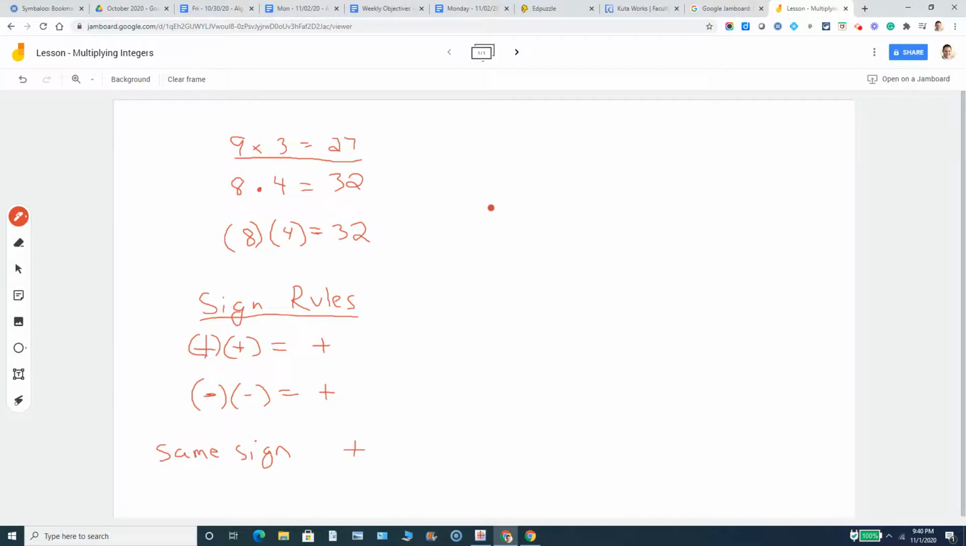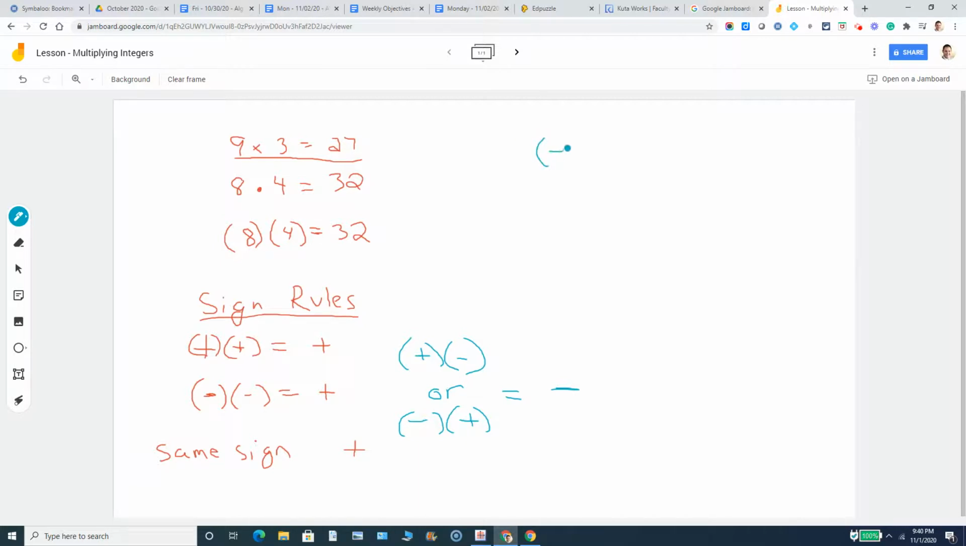Okay? But finally, with your last rule that we have for multiplication, if you have a positive times a negative, or a negative times a positive, doesn't matter the order because multiplication is a commutative operation, that's going to be a negative number. So if your numbers have different signs that you're multiplying together, your answer is negative. Okay? So let's look at some examples of that.